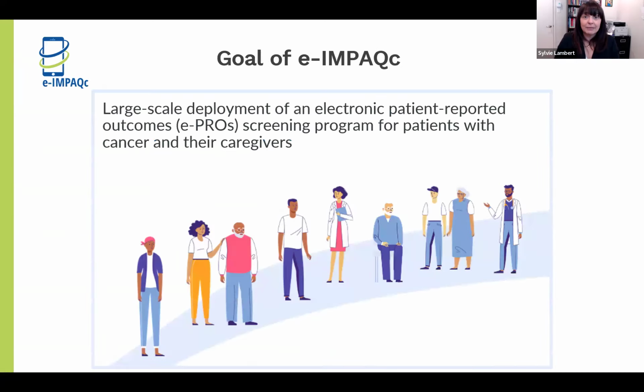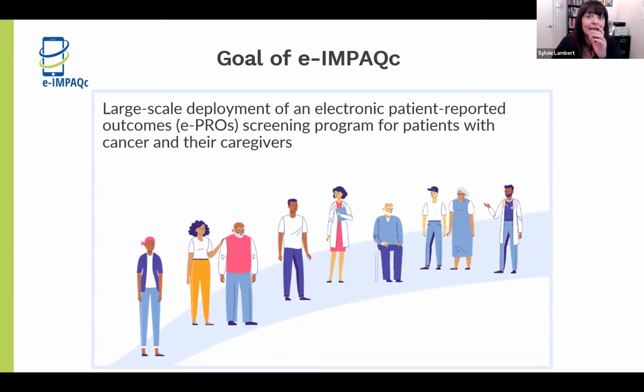And so the goal of eImpact, which is electronic implementation of PROMs across Quebec, was to have a large deployment. There's 31 cancer centers. When we started this in 2017, we're like, no problem, let's go to like 10 of these. Just, spoiler, we made it in 3. But blood, sweat, and tears. So I'm actually really happy how we ended up, because it almost fell apart completely.